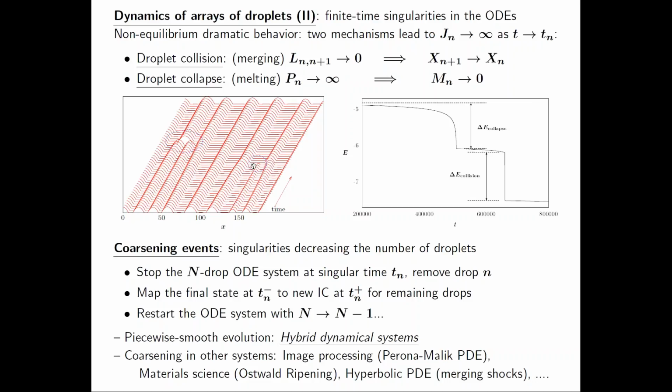And both of those things dramatically change the system in terms of having nice, smooth, slow, near equilibrium behavior to having a sudden and dramatic event where I need to change the system by removing the drop that died or taking these 2 drops that merged together and replacing them by the new drop.